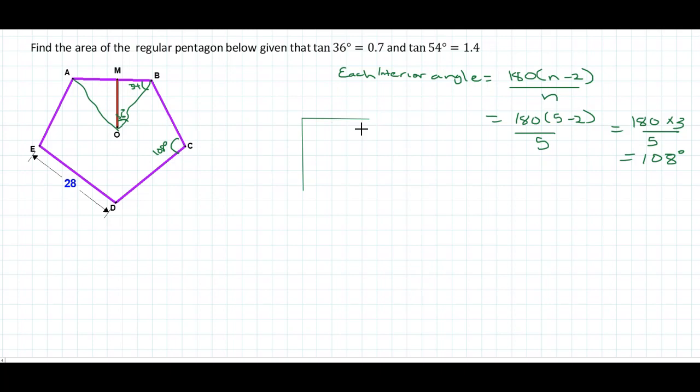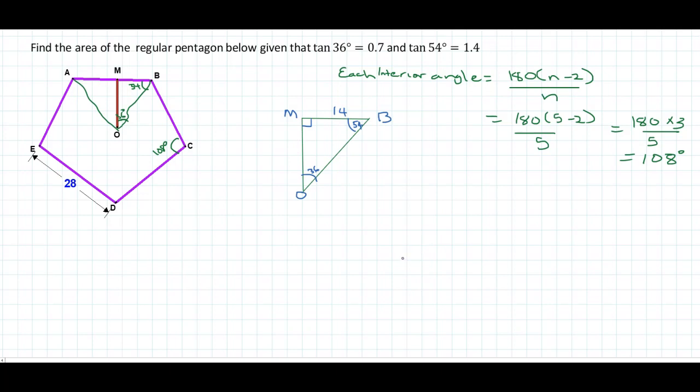And so this is what our triangle is going to look like. Okay, this is an approximation. This is good enough. So we have this angle right here. This is going to give us 54 degrees. This is going to give us 36 degrees. And here, this is going to be M right here. This is going to be B, and this is O. This is going to be 14 units.